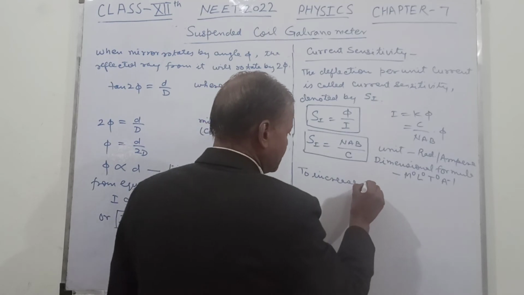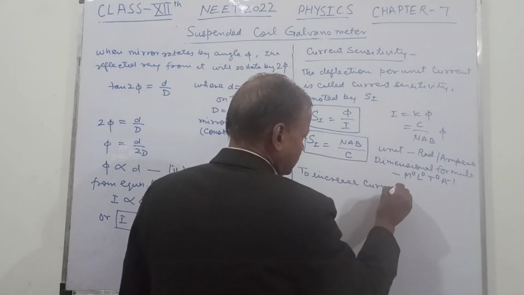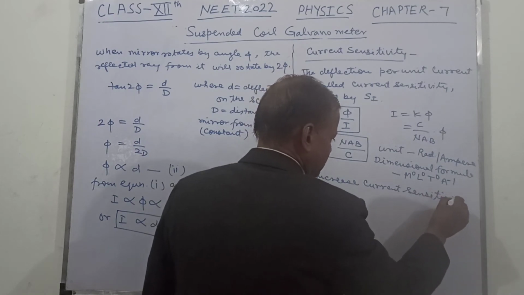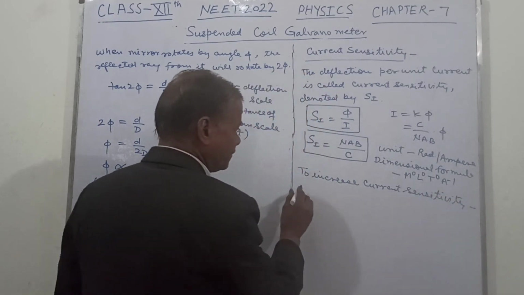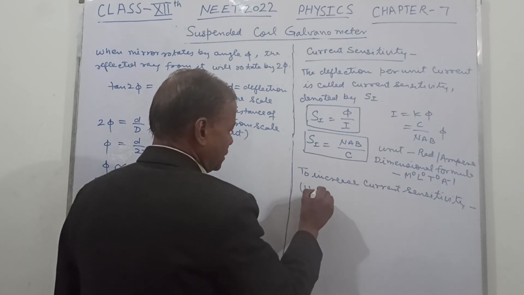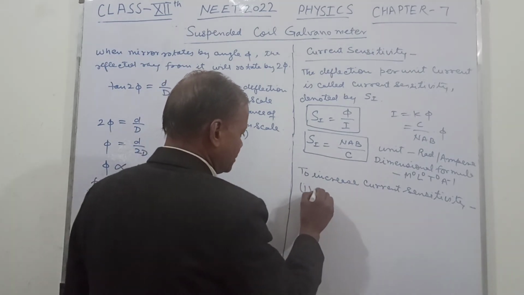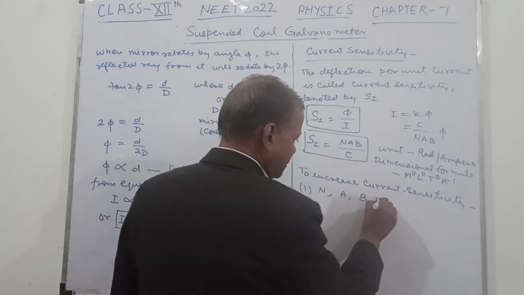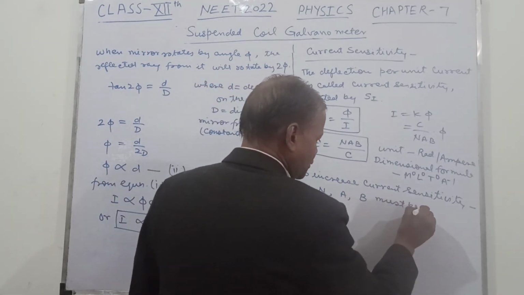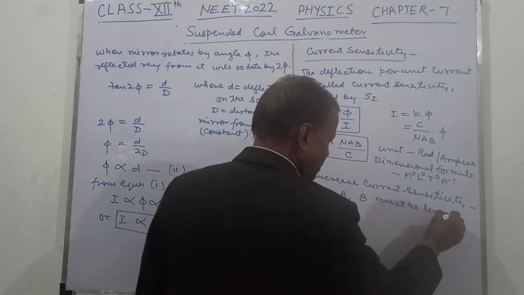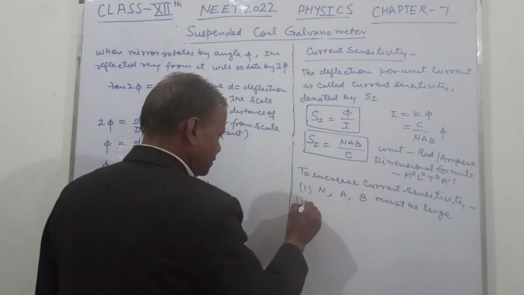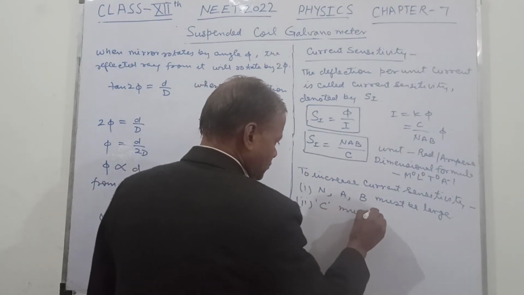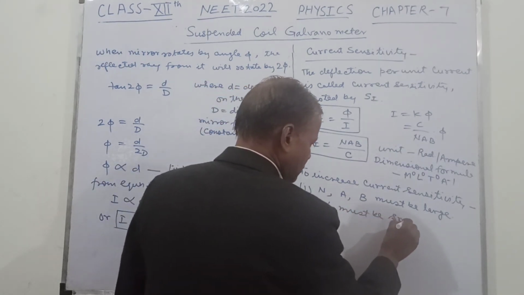To increase current sensitivity, first, the number of turns N, A and B must be large, and second, C must be small.